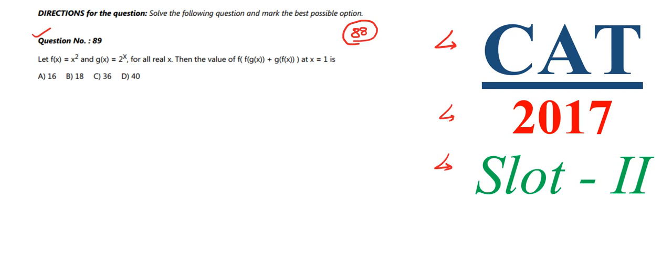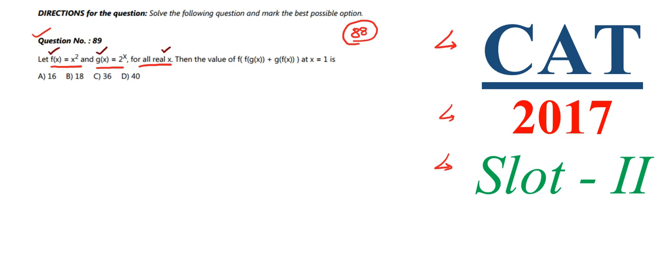So question 89 says, let f(x) equal to x square and g(x) equal to 2 to the power x for all real x. So we have been given two different functions here. One is f(x) whose value is x square and the other one is g(x) whose value is 2 to the power x for all the real values of x.